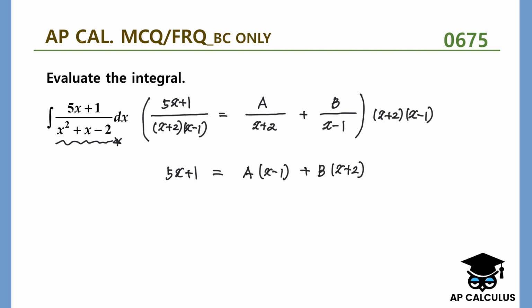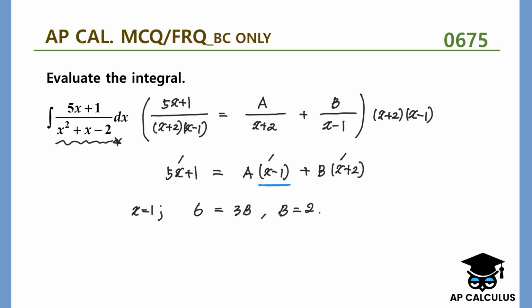Now I'm going to substitute an x value where this expression is equal to 0. So substitute 1 for x. Then 1 here, 1 here, 1 here. 6 is equal to, this is a 0, right? So it cancels out, it goes away. And 1 plus 2, that's a 3. So we have 3b here. So b is equal to 2, right?